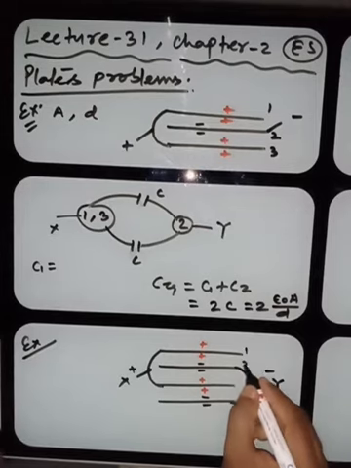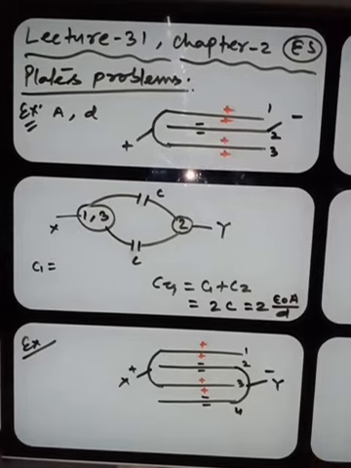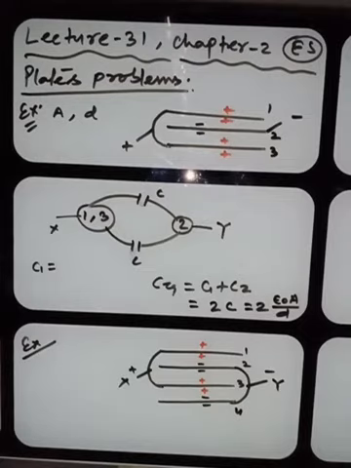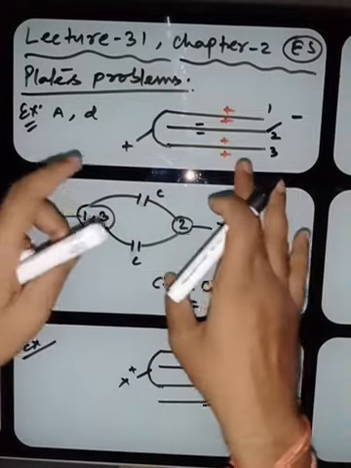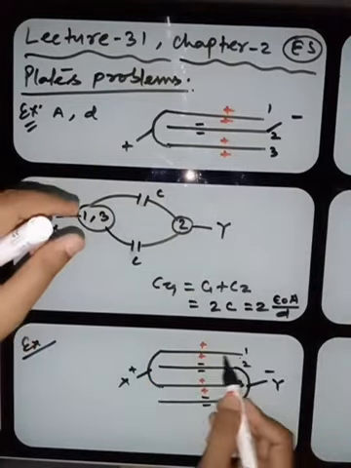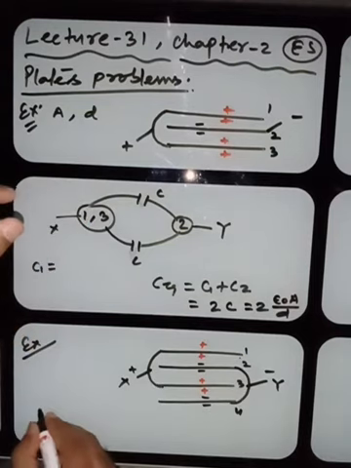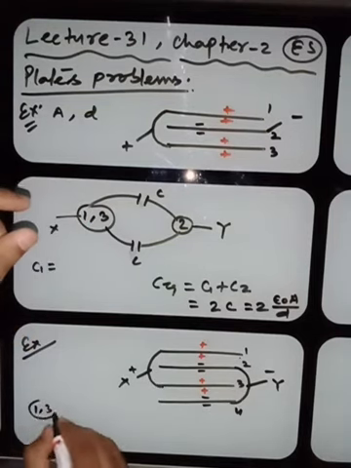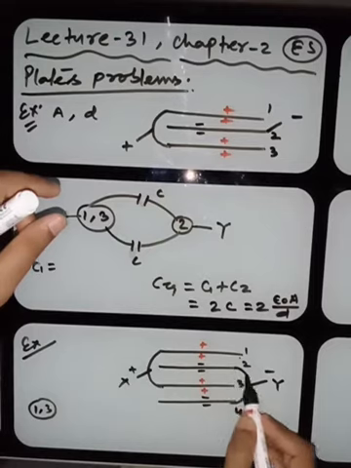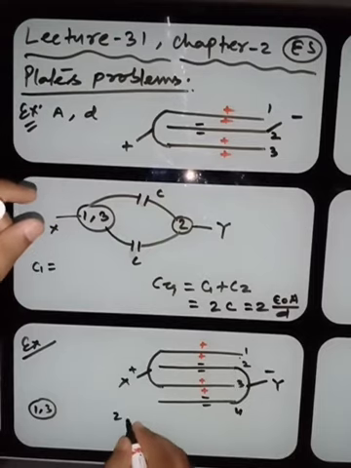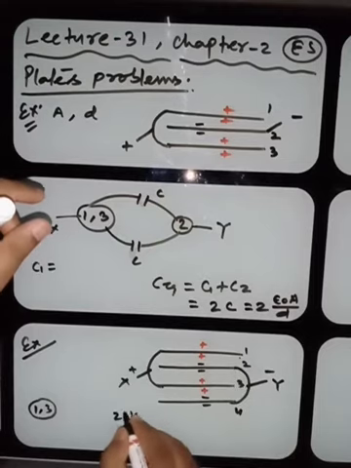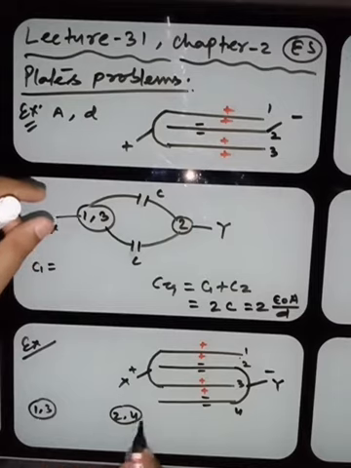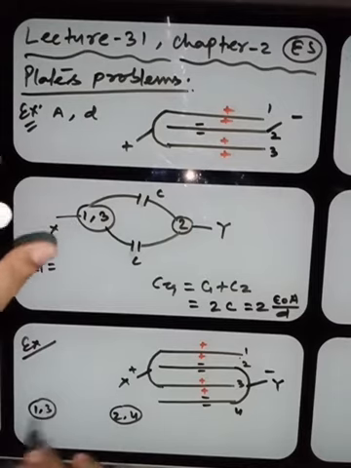Now 1, 2, 3 and 4. Now find out which points are at the same potential. So 1 and 3 are connected directly, so we write 1 and 3. Now 2 and 4 are connected directly, so 2 and 4. So 1, 2, 3 and 4, we have all the points.